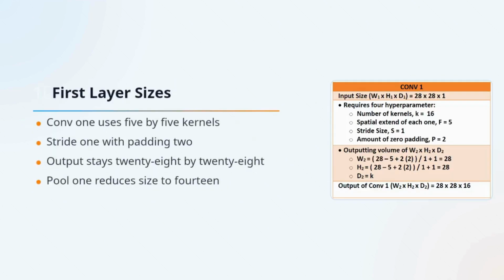In the first convolution layer, the model uses 5 by 5 kernels, stride 1, and padding 2. Because of that padding, the spatial size remains 28 by 28, while the depth becomes 16 feature maps. Then max pooling with a 2 by 2 filter and stride 2 cuts the width and height in half. So after the first conv and pool block, the representation becomes 14 by 14 by 16.